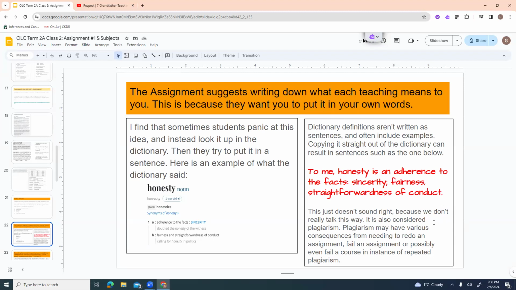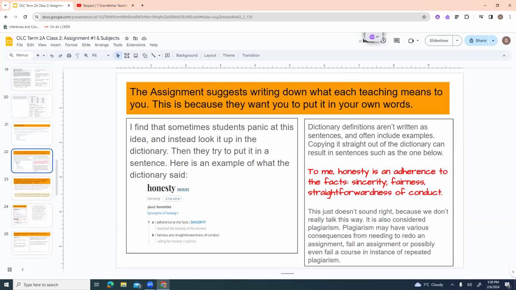It is also considered plagiarism. Plagiarism is when you copy someone else's words, but don't give credit to the source and make it sound like it's just your ideas. So plagiarism can have various consequences, from having to redo an assignment or fail, or possibly even fail a course if you were doing a lot of repeated plagiarism.